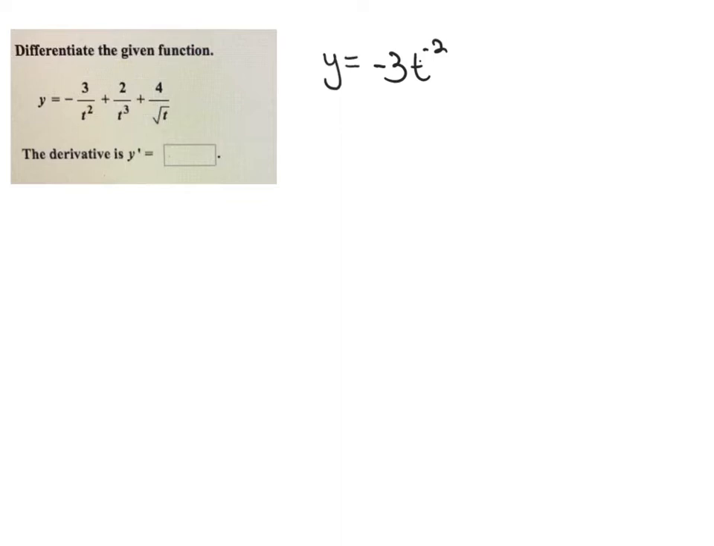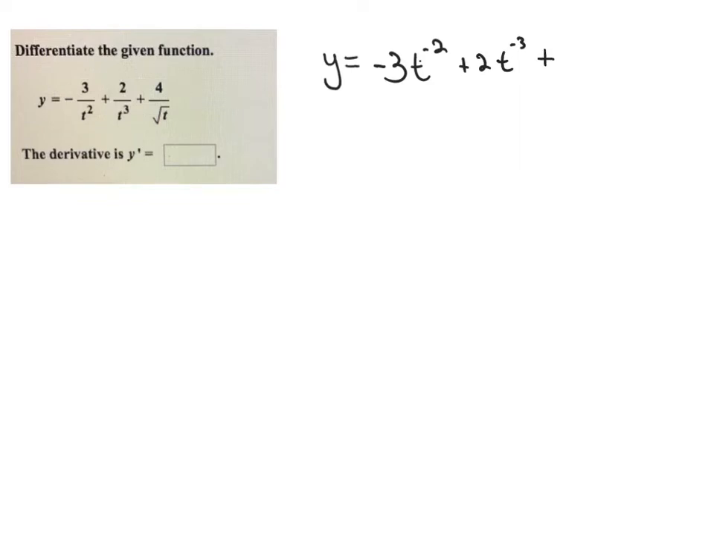Whenever I see 3 divided by t to some power, I'm going to change that to negative 3 times t to the negative second power. Remember, our exponent laws allow us to do this. No magic, just using our properties. Plus 2 times t to the negative third power.